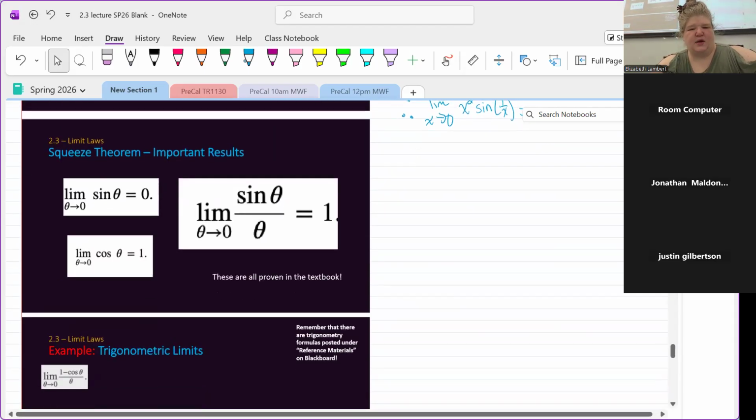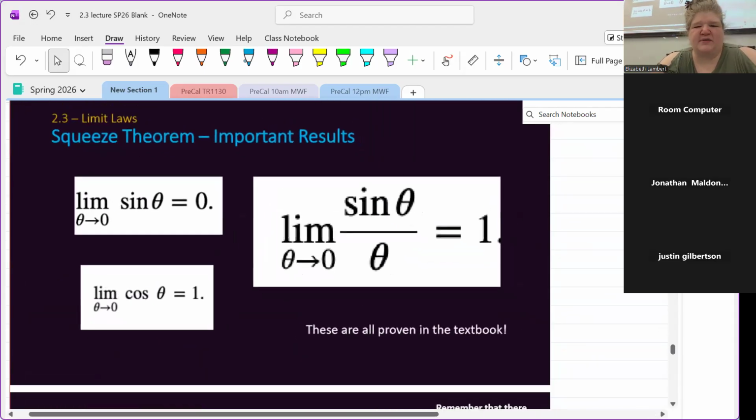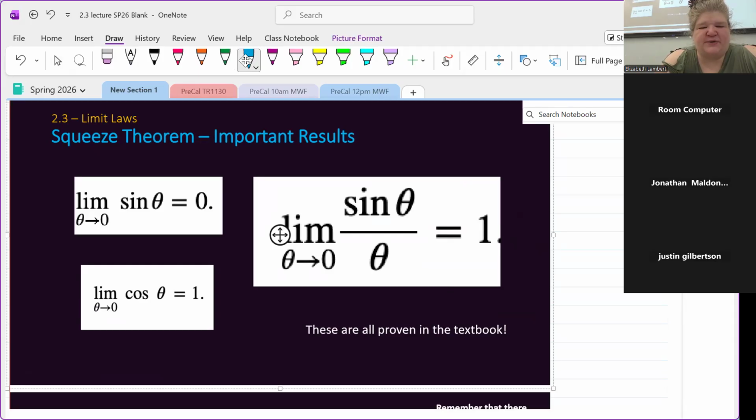All right. So some of our important results that are proven in the textbook. The first two: the limit of sine theta as theta approaches 0 is 0. Yay, because that's also literally what you get when you shove 0 into the function. The same thing, the limit as theta approaches 0 of cosine of theta is 1. Good, because that's what you get when you put 0 into cosine.